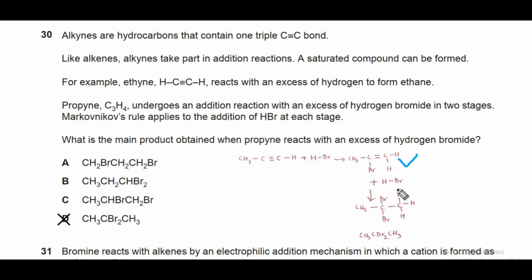2-bromopropene, when it reacts with hydrogen bromide: the right carbon contains 2 hydrogens, the left carbon contains no hydrogen. So the hydrogen will be added to the right-hand carbon. Now you see, the right carbon contains 3 hydrogens and bromine will go to the left carbon, meaning the middle carbon. So you can write it as CH3 CBr2 CH3, I mean 2,2-dibromopropane. So D will be the correct answer.